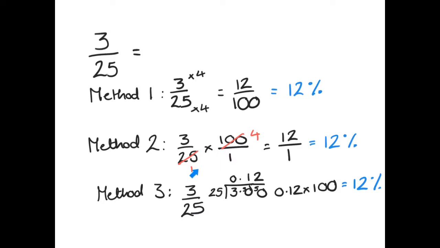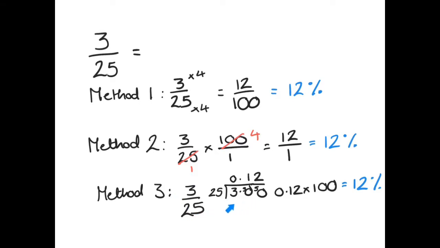Method two, multiplying by 100. Again, this was nice and easy. The 25 and the 100 both cancel down. They divide by 25, so we get a 1 down here and a 4 at the top. We end up with 12 over 1, 12%. Method three, we're dividing it out, the fraction, to make a decimal.